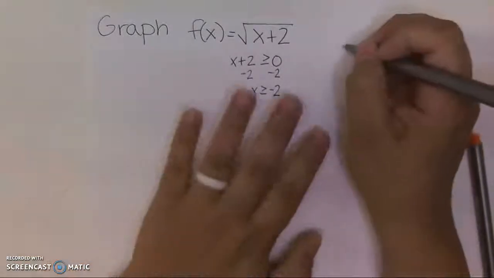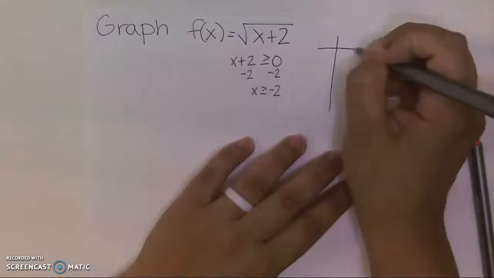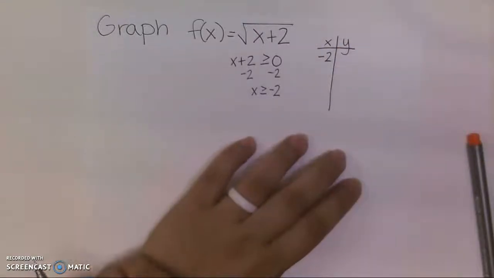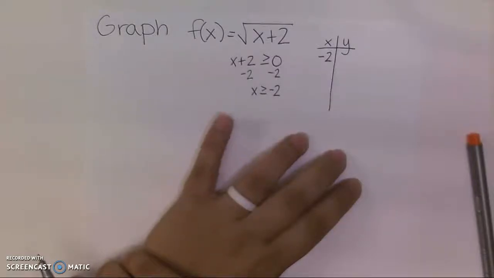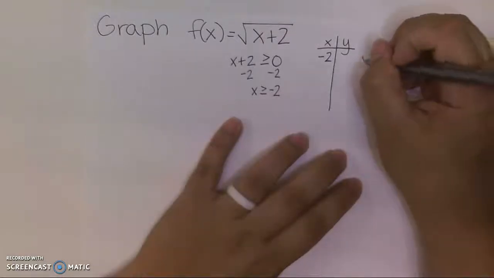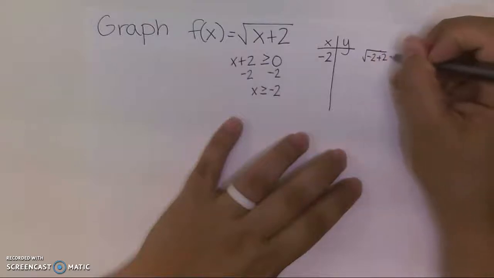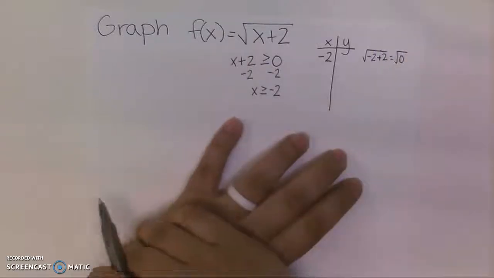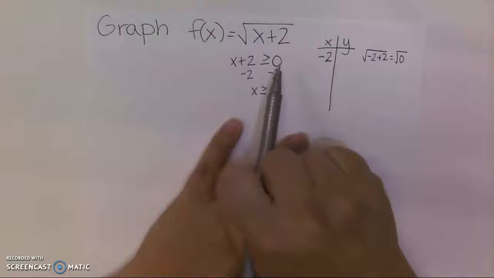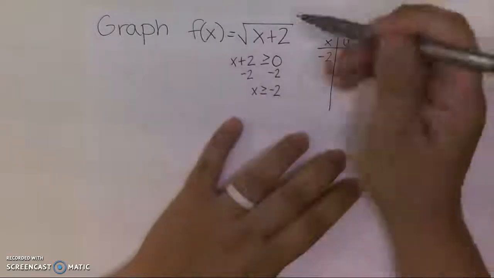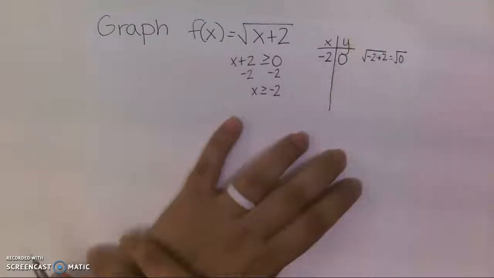So I'm going to start my table over here. Okay, and negative 2 is going to be my first starting point, because it's my end point, it is where the graph has to end. So I'm going to plug in that negative 2 to figure out what y is. So negative 2 plus 2, which is 0. Is anyone surprised by that? Didn't we set it equal to 0 over here? So it should equal 0. So the square root of 0 is 0.